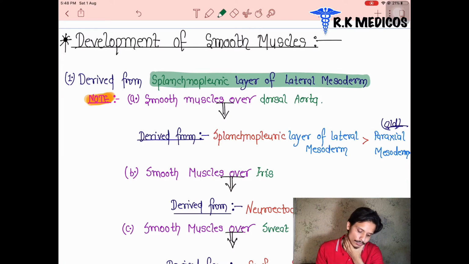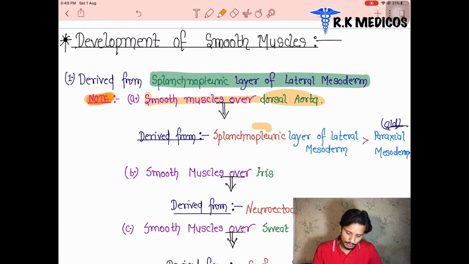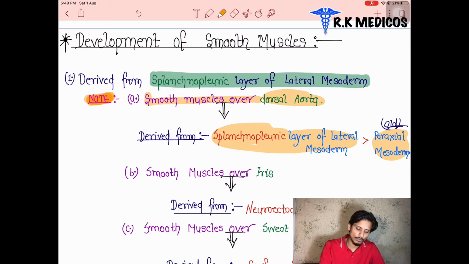Now we are going to see the first one, the smooth muscles of the dorsal aorta, our thoracic aorta and abdominal aorta. The wall of the aorta is formed by smooth muscles, and these smooth muscles are not derived from the splanchnic part of the lateral mesoderm. Previously they were said to be derived from the paraxial mesoderm, as written in the old books. There is controversy here. To memorize, the paraxial mesoderm was said to develop the smooth muscles of the dorsal aorta. Now it is simple, the same as the splanchnopleuric layer of the lateral mesoderm.